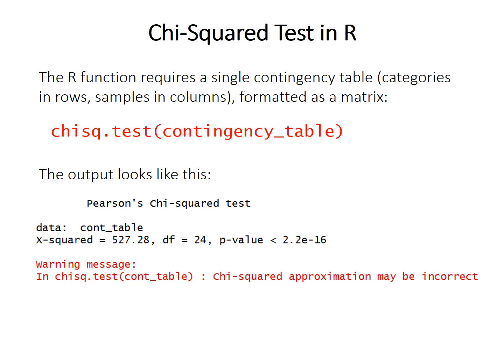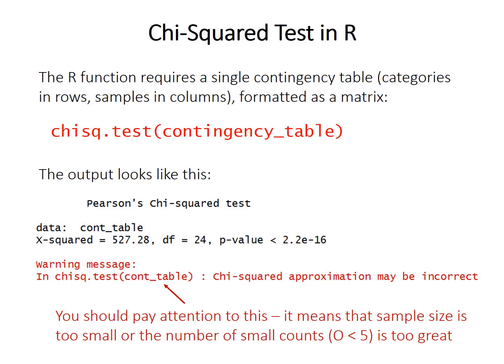And so I ran it to make this example on some unsuitable data. There were too many values that were small, and a number of the values were 0 for the observed counts. So I got this warning message. And you should actually pay attention to this warning message if you get it, because it means that the overall sample size is too small, or more likely that the number of small counts is too great. And so you should perhaps reconsider whether the chi-squared test is the most appropriate choice of data, or whether you can combine some of your samples to give you suitably large counts, or something along those lines.